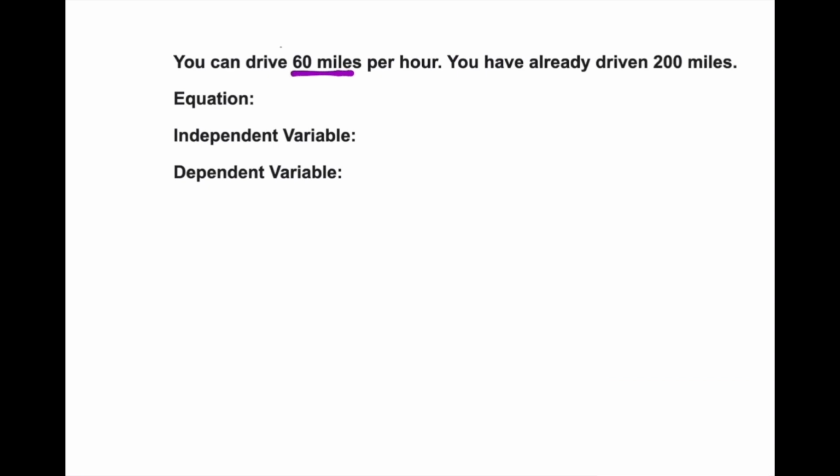This next example says that you can drive 60 miles per hour, which means you drive 60 miles every hour. You have already driven 200 miles. Let's write our equation. In this case, I'm going to use the variables m for miles and h for hours. So we have the amount of miles driven is going to be 60 miles for every hour, or 60h, but we've already gone 200, so we can add that 200 to our total.